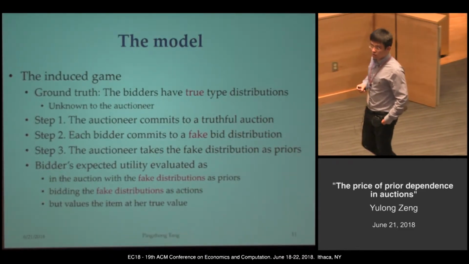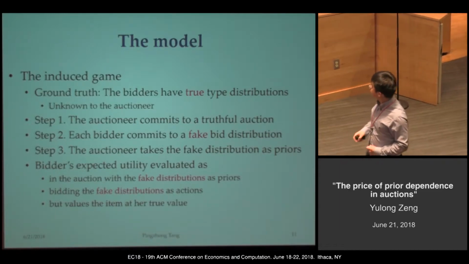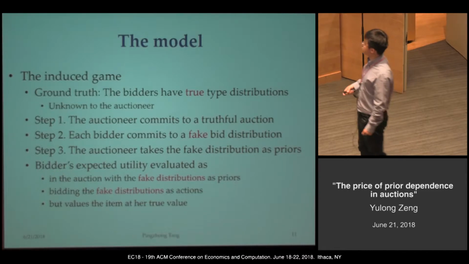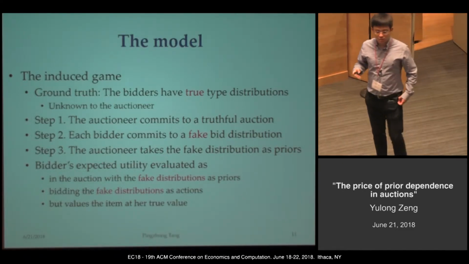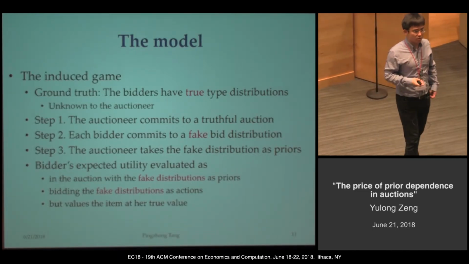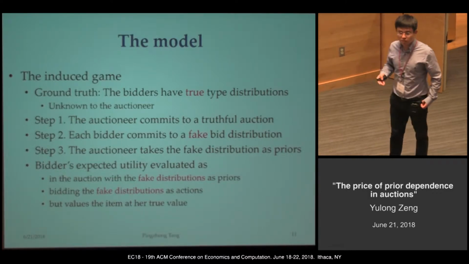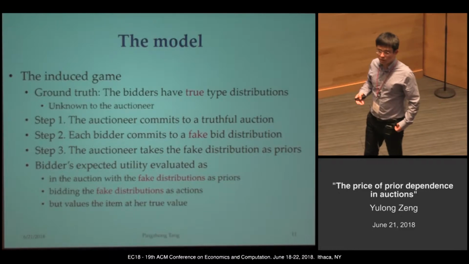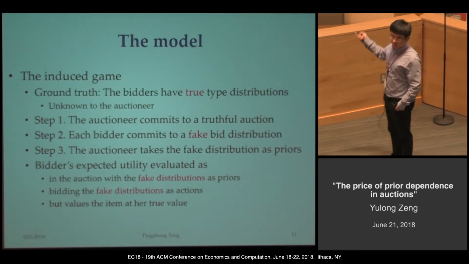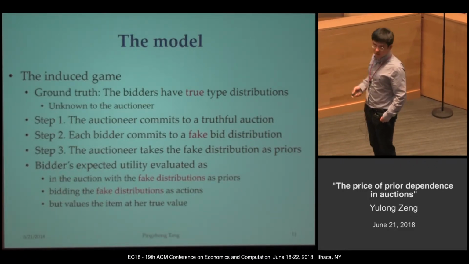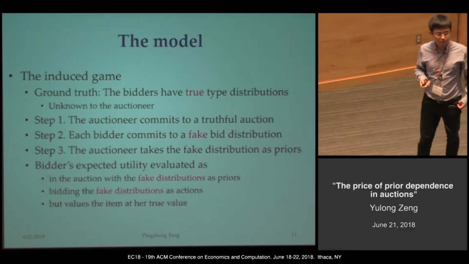Okay, so I will describe the model in more detail. We have an induced game, which is with respect to any prior-dependent auction. Okay? So we have a ground truth. The bidders know the true type distributions, but the distribution is unknown to the auctioneer. The auctioneer first announces the auction format, committing to an auction, and each bidder commits to a fixed bid distribution. And then the third step is that the auctioneer takes the bid distribution as priors and runs the corresponding auction. So the resulting utility is computed in an auction that takes the fixed distribution as priors, while the bidders bid the fixed distribution as actions, but the value of the item is evaluated at the true distributions. Okay?